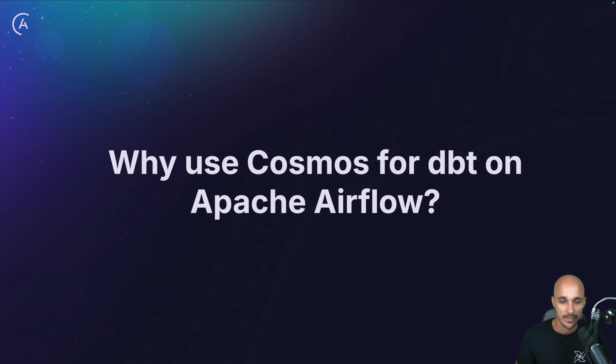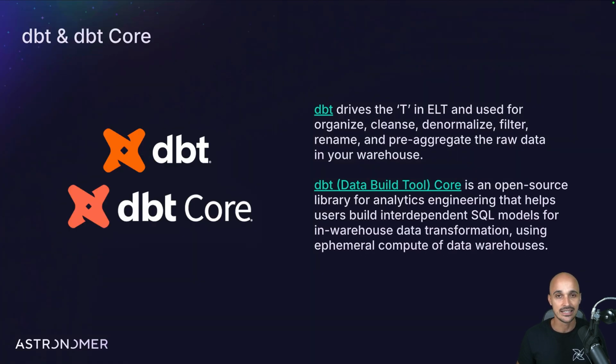So let's begin. First, what is DBT and DBT Core? I'm pretty sure you already know that, but DBT is widely used in the tech industry for transforming data using SQL requests, or more specifically, I would say SQL templates. So DBT Core is an open source library for analytics engineering that helps users like you and me build interdependent SQL models for in-warehouse data transformation using ephemeral compute of data warehouses.